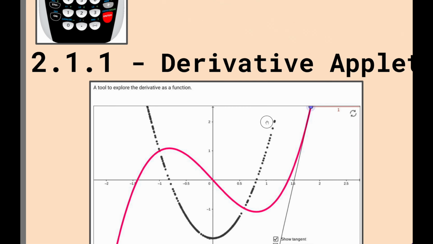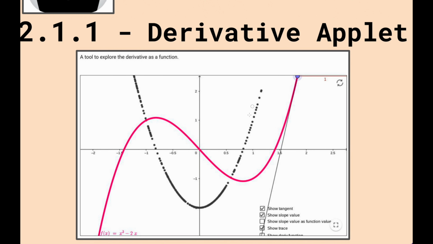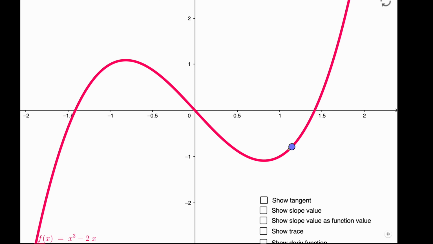Okay, next we're going to talk about this derivative applet that I found online. Here's a screenshot of it, but I'm actually going to show you what this looks like on the actual website. So here's a graph, and then there's a point right here on the graph. You can move this point wherever you want. Let's just keep it right here. It doesn't really matter. And what you can do is over here, show tangent. If you click this right here, you can actually show the tangent line on there.